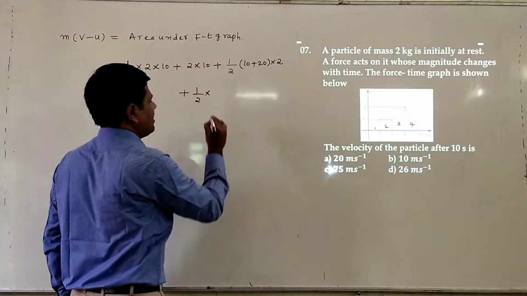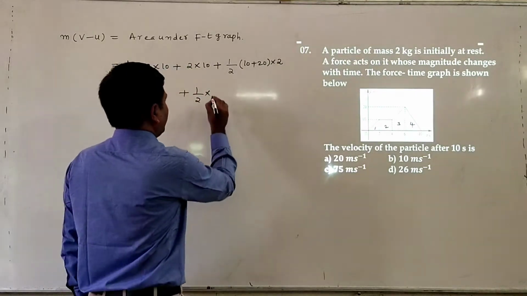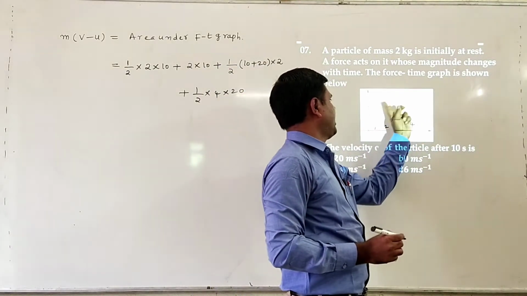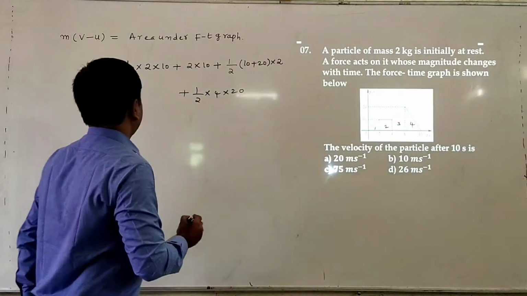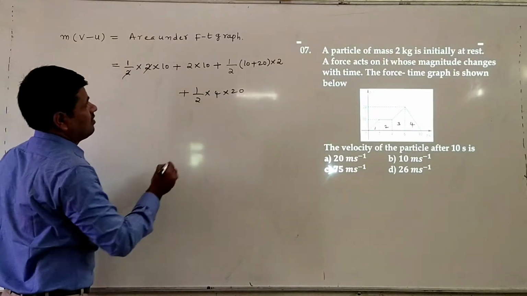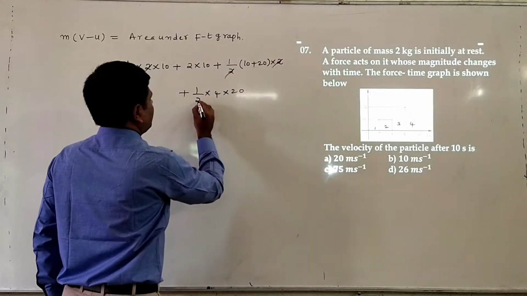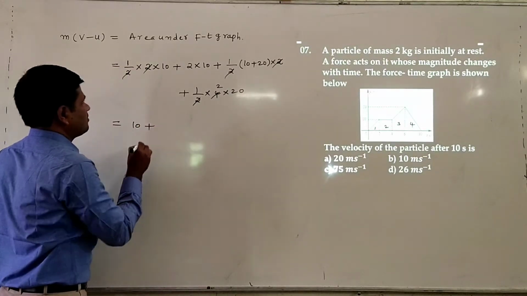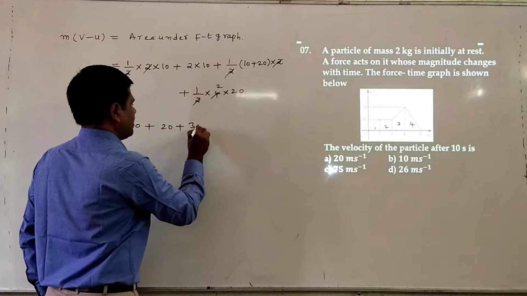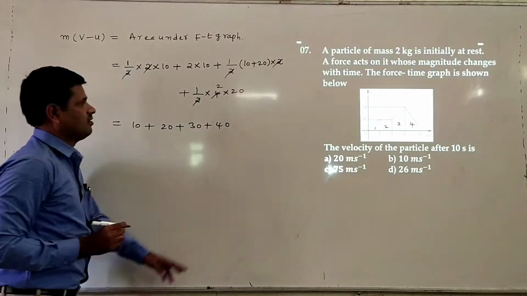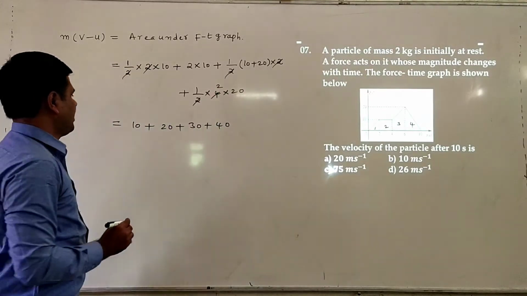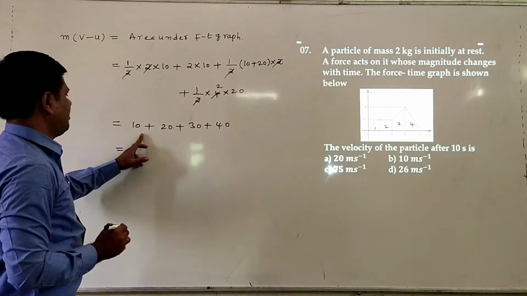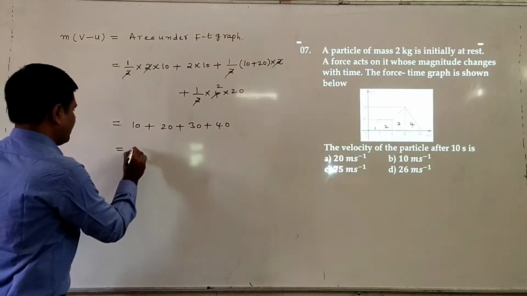Next, the fourth is also a triangle. Triangle means half into base into height. Base is 10 minus 6 is equal to 4, height is 20. From this, the 2s get cancelled, here also the 2s get cancelled. Remaining values we write here: 10 plus 20 plus 30 plus 40. This is 20 into 2, 40, we are getting. Now the total value is 100 we are getting.